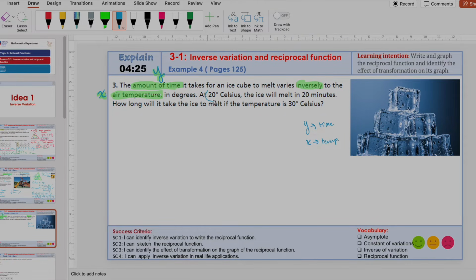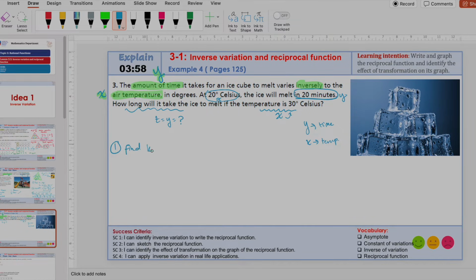Let's see. So at 20 Celsius, basically this is an x. The ice melts in 20 minutes. This is the time, which is y. Okay. How long will it take an ice cube to melt? They're asking about the time. Basically y, they want the time when the temperature is 30, when the x is 30. So first of all, find k directly.